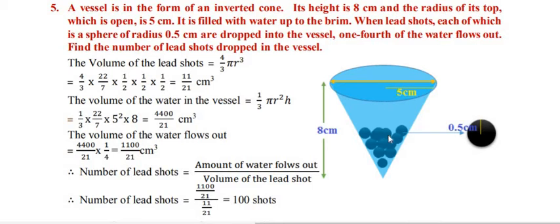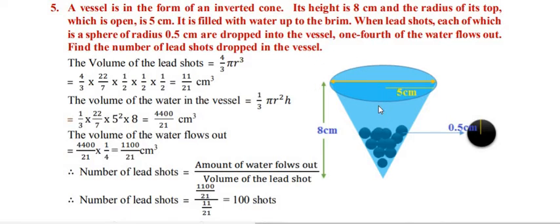When lead shots of 0.5 cm are dropped inside the inverted cone, what happens? The water inside the cone flows out. How much water flows out of the inverted cone? 1/4 of the water flows outside the inverted cone. We have to find how many lead shots are dropped inside the conical vessel.